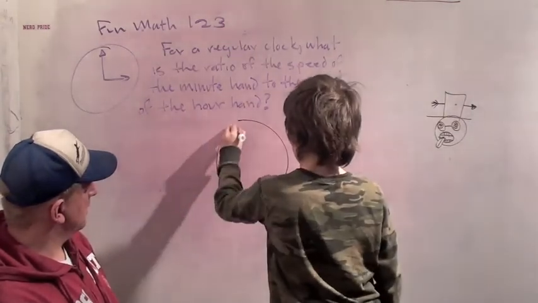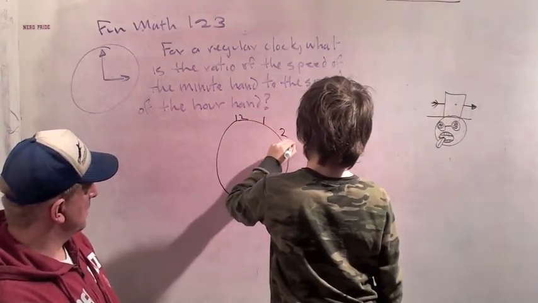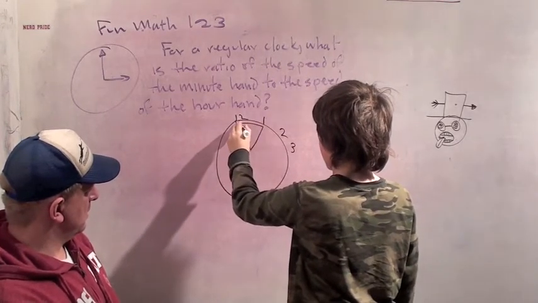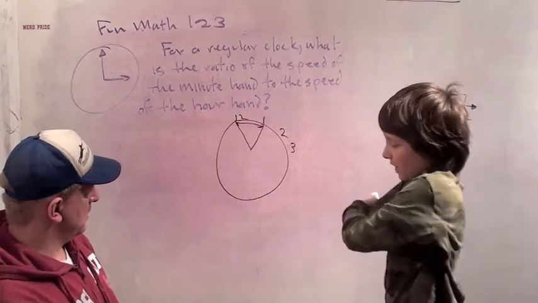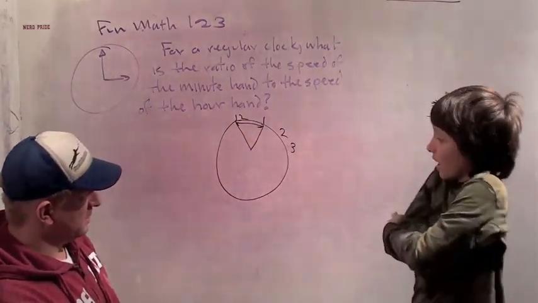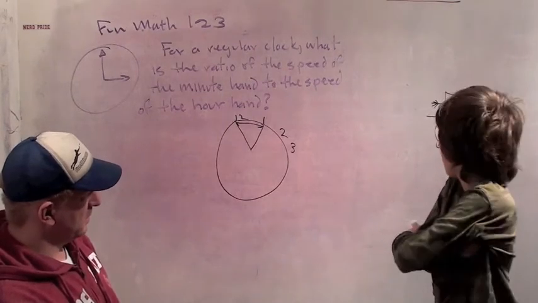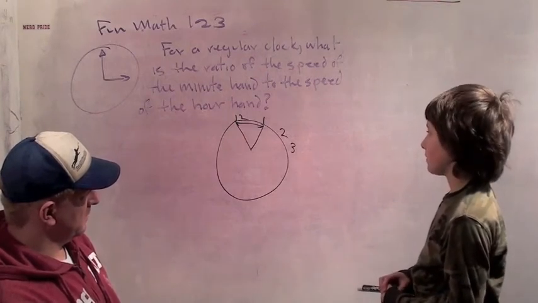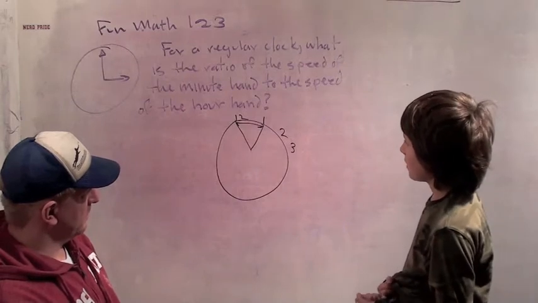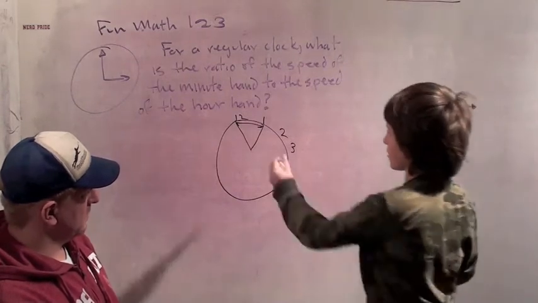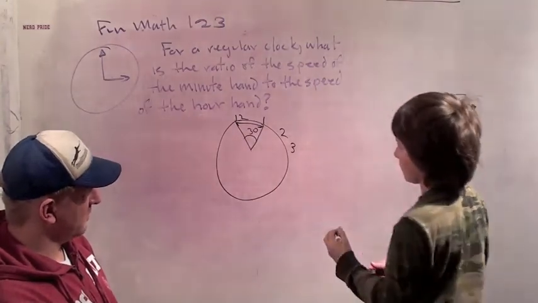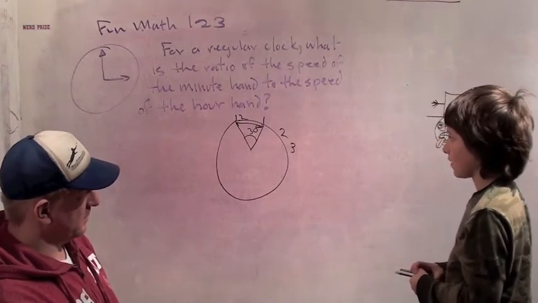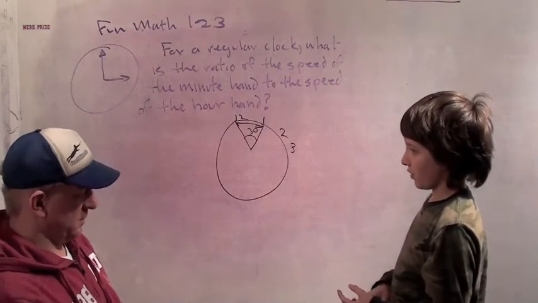Well, for a clock, this area for the minute hand is 5 minutes. For the hour hand, that's 1 hour. This is also 30 degrees. Okay, it's also 30 degrees, you're right. It takes the minute hand 5 minutes to travel 30 degrees, and it takes the hour hand 1 hour to travel 30 degrees.